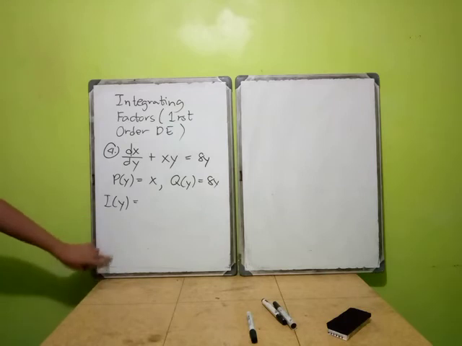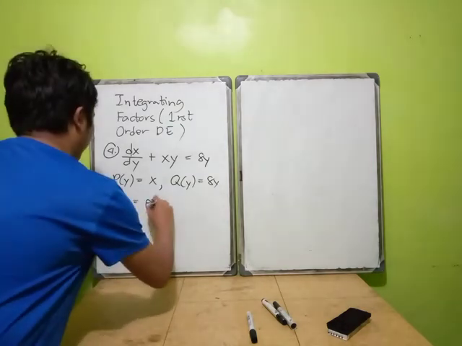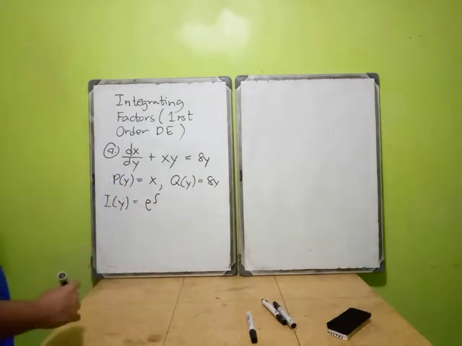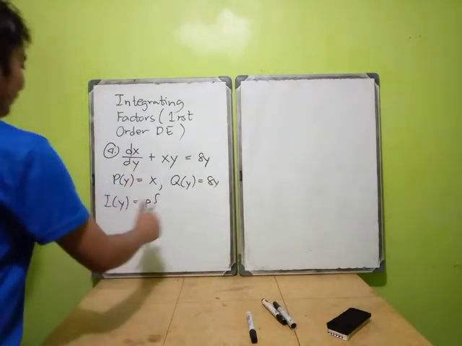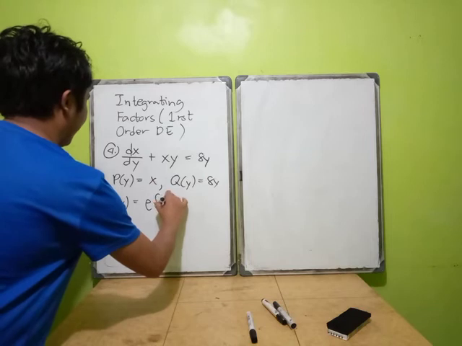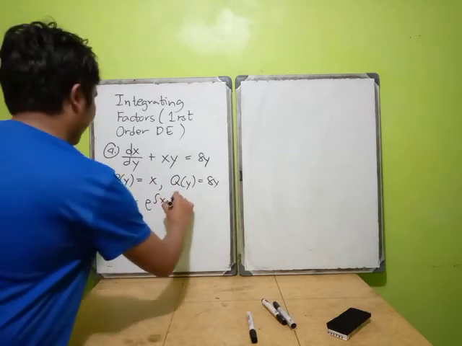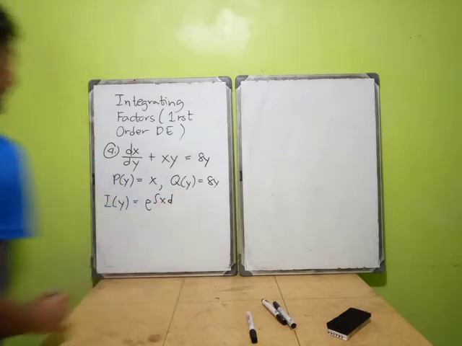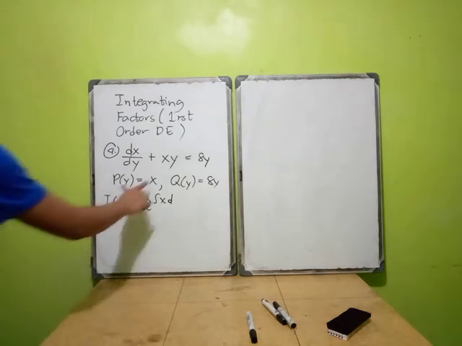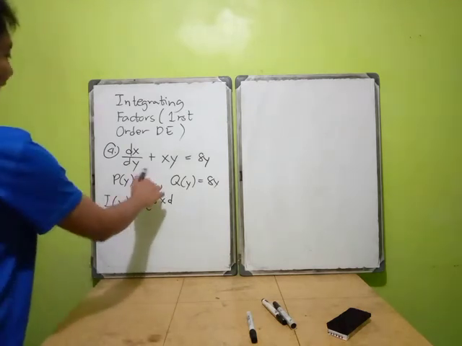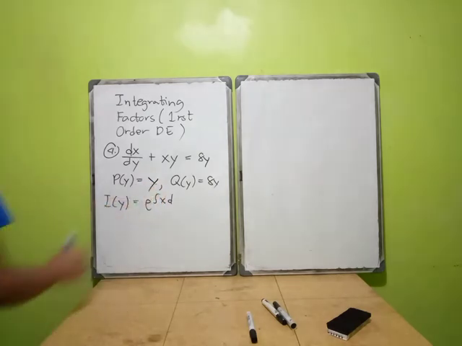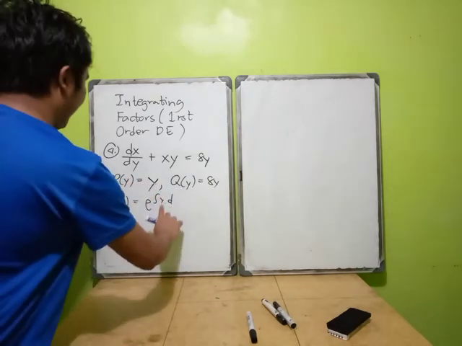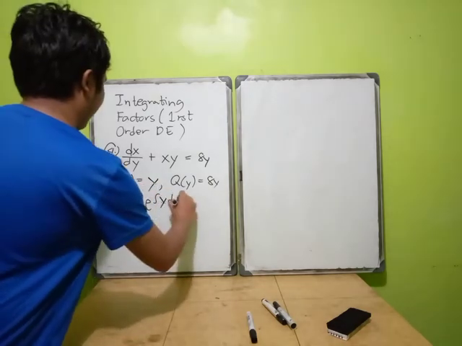Ito, which is, okay? So, it will be e to the power of py. So, py is x, and then d, okay? So, okay. So, no. Sorry, ang p of y natin is si y. Hindi si x. Okay, sorry. So, it will be y dy.